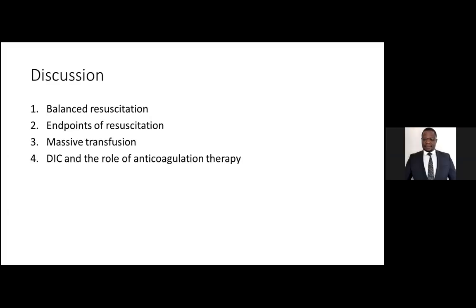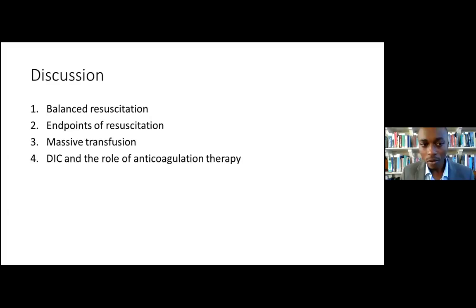All right, and then this patient has DIC. Could somebody comment on the role of anticoagulation therapy, administration of Clexane in a patient with DIC, or the administration of heparin in a patient with DIC? John Yaunzwe.